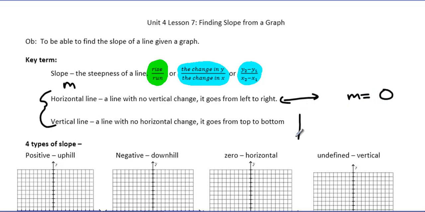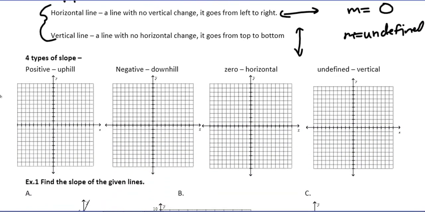Vertical lines are pretty much the opposite. They're lines that go up and down. There's no horizontal change, and we call that slope undefined. Make sure you have all this information down. You're supposed to write down everything you see. All right, let's move on.